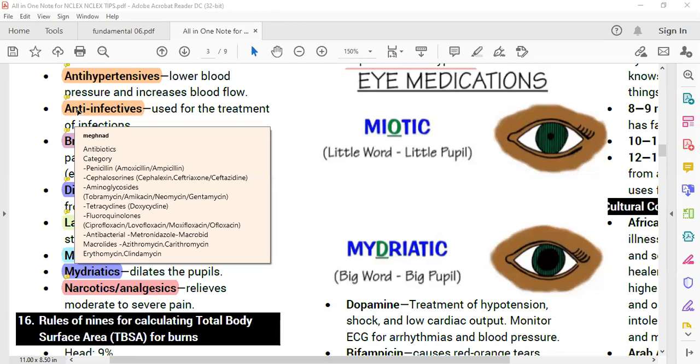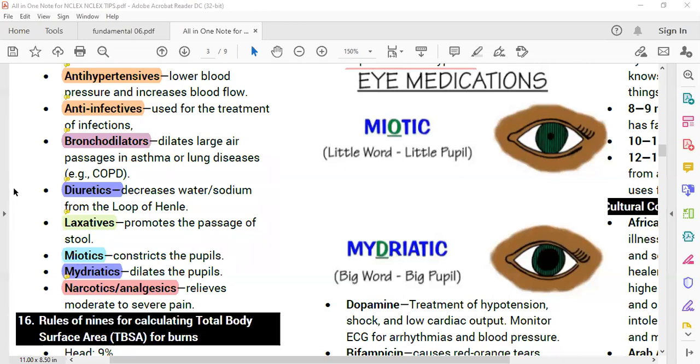Some unlucky patients develop Stevens-Johnson syndrome because of azithromycin, clarithromycin, erythromycin, or clindamycin. What else?